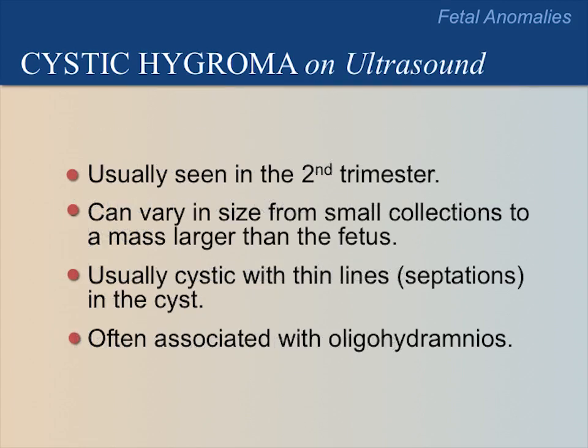Cystic hygromas usually appear in the second trimester, and the masses can range in size. The mass is usually cystic, with thin lines or septations in the cyst. This condition is often seen with oligohydramnios, or low amniotic fluid.